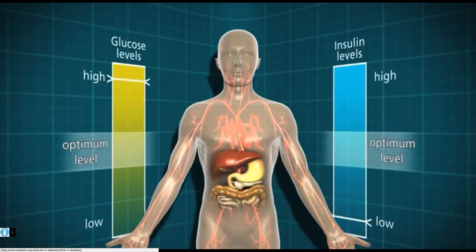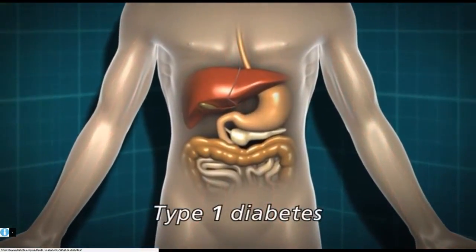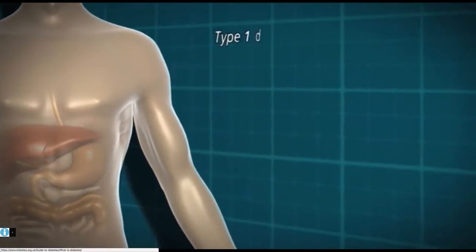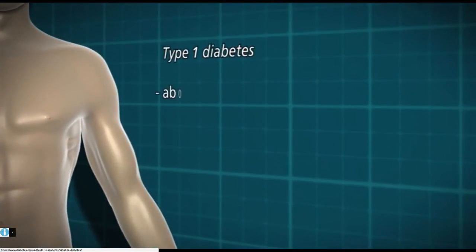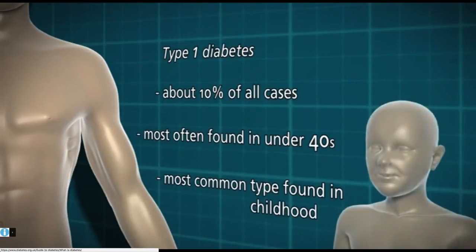There are two main types of diabetes, type 1 and type 2. In type 1 diabetes, the body isn't making any insulin at all. This is because of an autoimmune response whereby the body has destroyed the insulin-producing cells in the pancreas. We don't entirely know why that happens in some people and not in others. Type 1 diabetes accounts for about 10% of all cases. It's most often found in the under 40s, and it's by far the most common type of diabetes found in childhood.